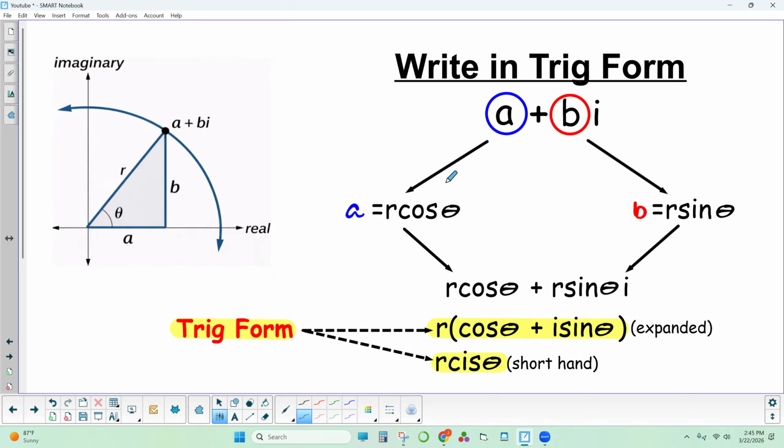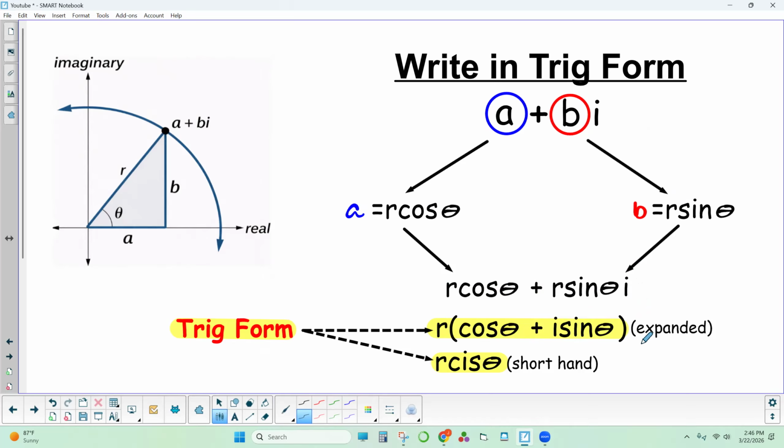Since they are equal to r cosine theta and r sine theta, we can replace them. So that's what you see right here. Now, both terms have an r. If we factor r out, then we have the trig form of our complex number. One little note, the i comes in front of sine, so we move the i from behind sine theta to in front of sine theta.